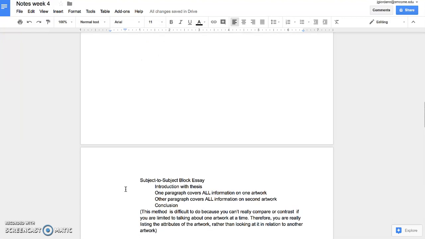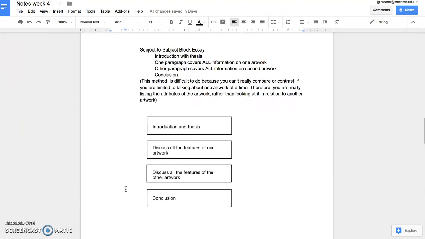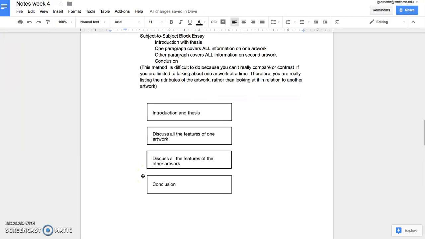The video also talks about this idea of a subject-to-subject block essay, which is where you would introduce what you're going to be speaking about, and then talk about all the features of one object. So you might talk about the color. You might talk about the subject matter that's used. You might talk about whether form is depicted in a very realistic way, or does the artist rely on distortions or stylizations. Then you would do the exact same thing on the second artwork.